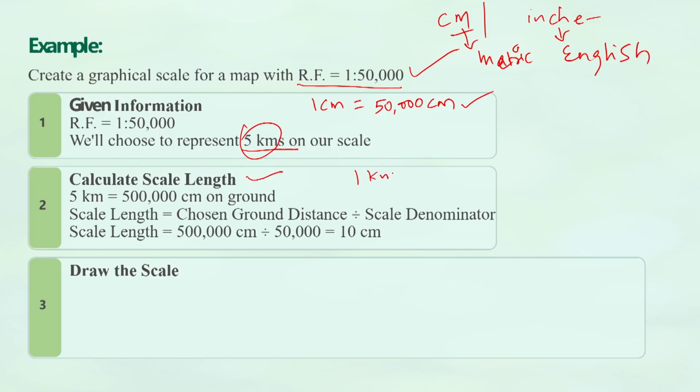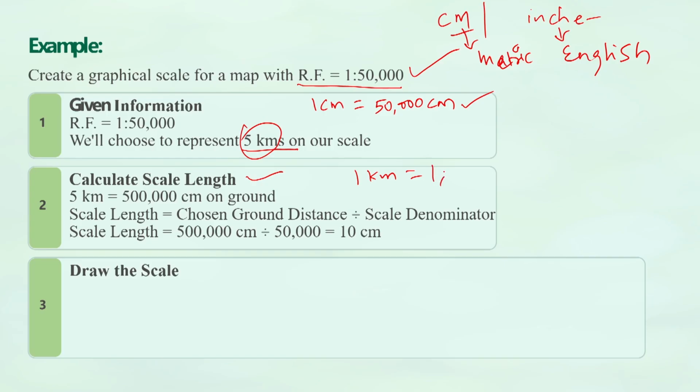You know, in the previous session we have discussed different systems of measurements. 1 centimeter is equal to how many millimeter, how many centimeter is equal to how many meter. So, 1 kilometer is equal to 1 lakh centimeter, we have discussed. 5 kilometer is equal to 5 lakh centimeter on the ground. Now, our chosen ground distance is 5 lakh centimeter. Our scale denominator is 50,000 centimeter. If we divide 5 lakh centimeter by 50,000 centimeter, we will get 10 centimeter. So, this is the length of the scale.